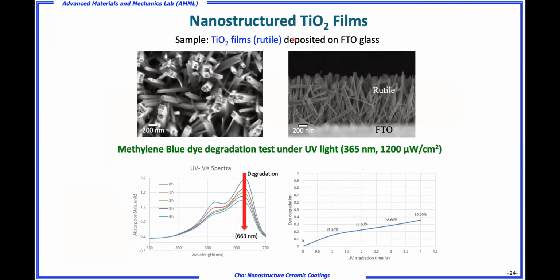And also we compared that with the titanium oxide nanorod. This is a top-down view. This is the nanowire bundled structure. And from the side view, again, this is all nanorod. But the dye degradation test shows that the degradation rate is slower. After 4 hours, it's only 36% degradation.